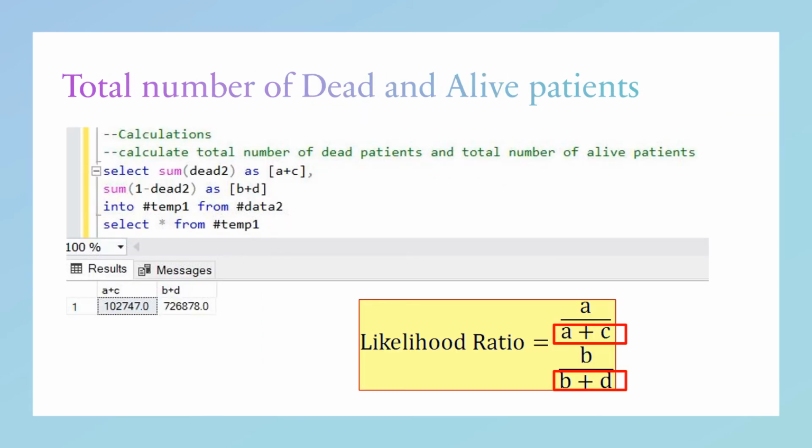And here we see how we calculate the total number of dead and alive by summing the A plus C and the B plus D groups. And we'll be using that in our likelihood ratio. You can see at the bottom our results, and I've included the formula again so that you can see where we're at.